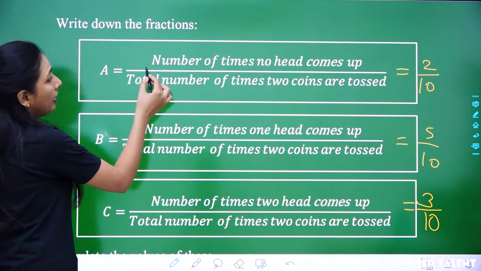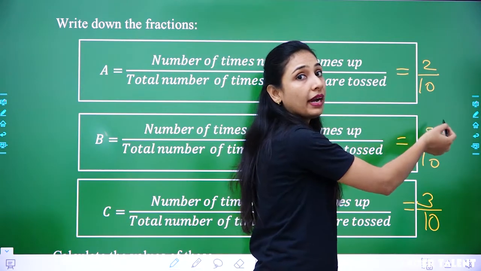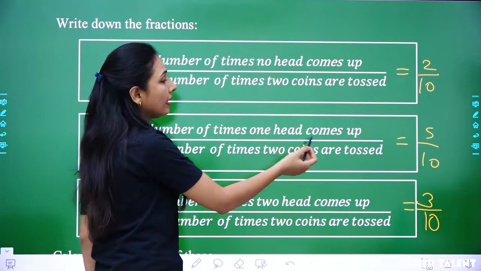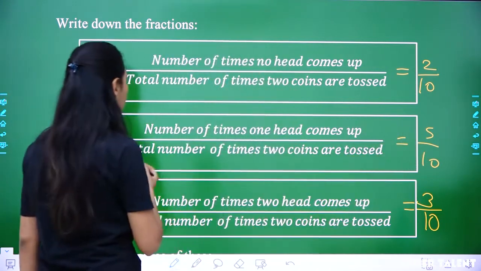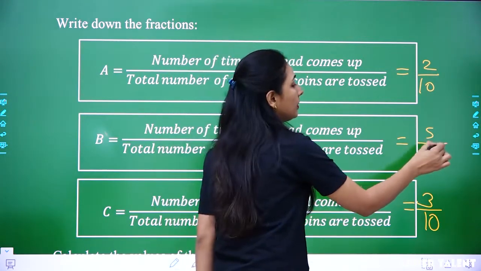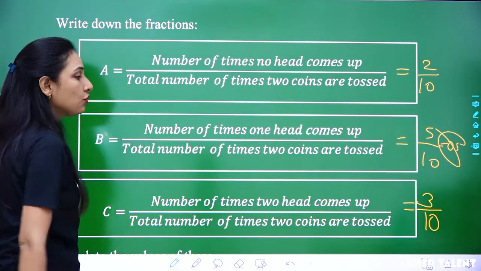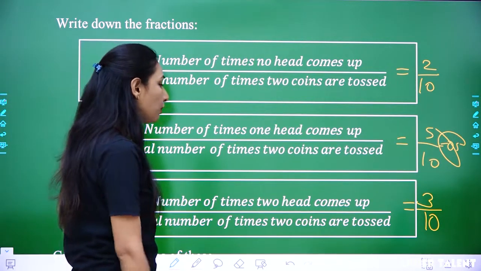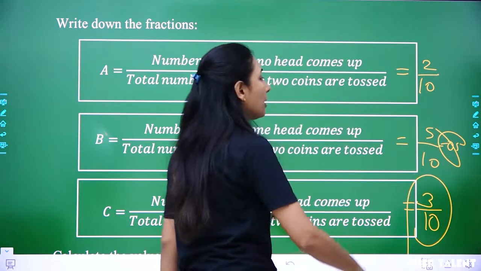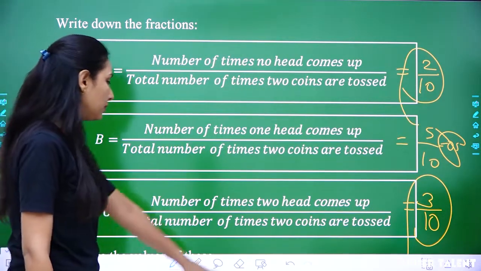Now, number of times no heads come up: 2 times, so 2 by 10. Then number of times 1 head comes up, that was 5, upon the total number of times 2 coins were tossed, that was 10. So that will be simply 0.5. And number of times 2 heads come up upon total number of times 2 coins are tossed is 3 by 10, which is 0.3. Understood? Okay.